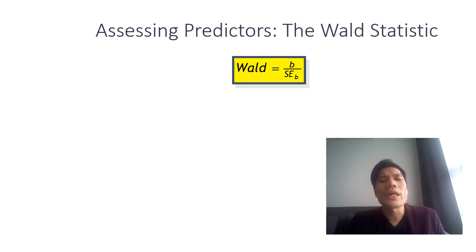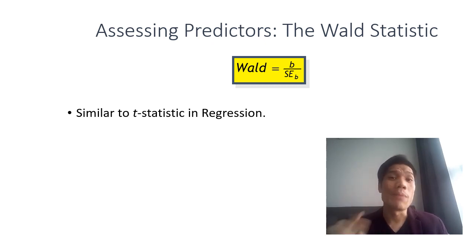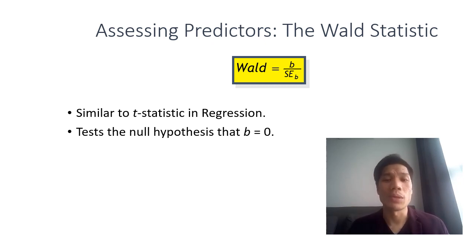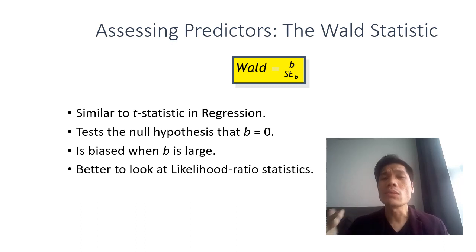Okay, so how do we then assess the predictors? Just like multiple linear regression, where you use the t statistics to test whether the predictor is significant, in logistic regression we use the Wald statistic, which is B over the SE of the beta. We also test against the null hypothesis that it is not equal to 0. It can be biased when B is large. However, we try not to use this, although some experts say that the Wald statistic is actually a good one. We can also look at the likelihood ratio statistics when we want to assess each predictor variable. I'm also going to show that to you as well.